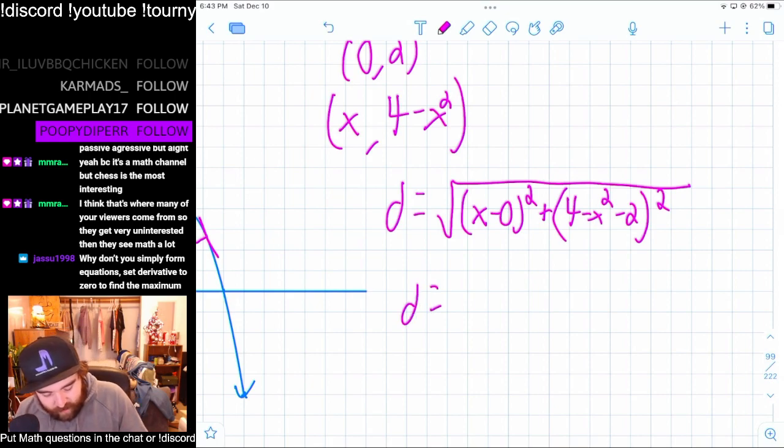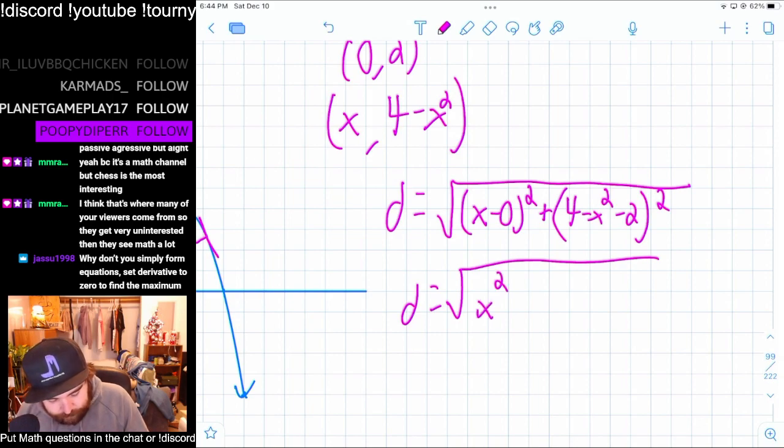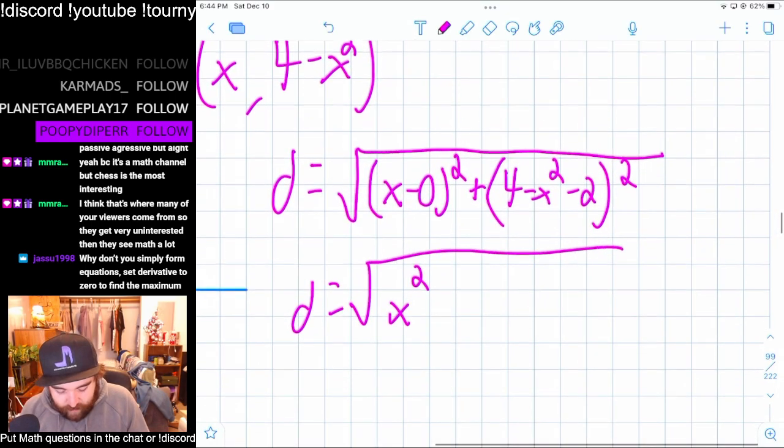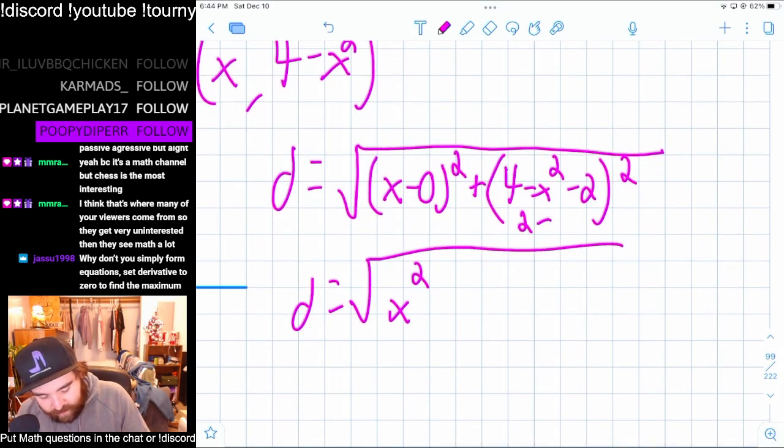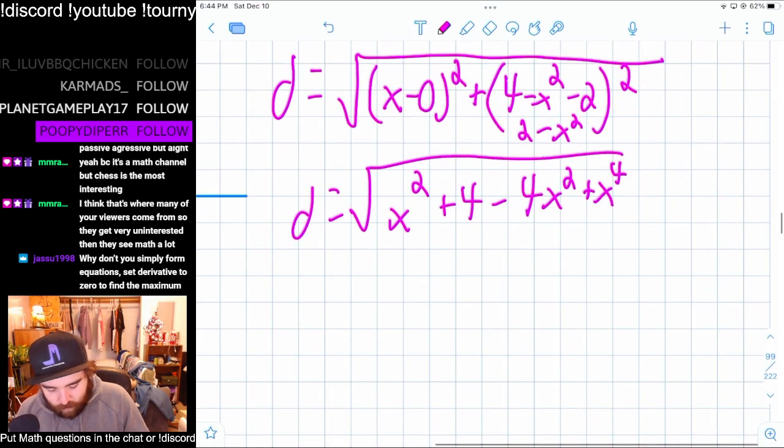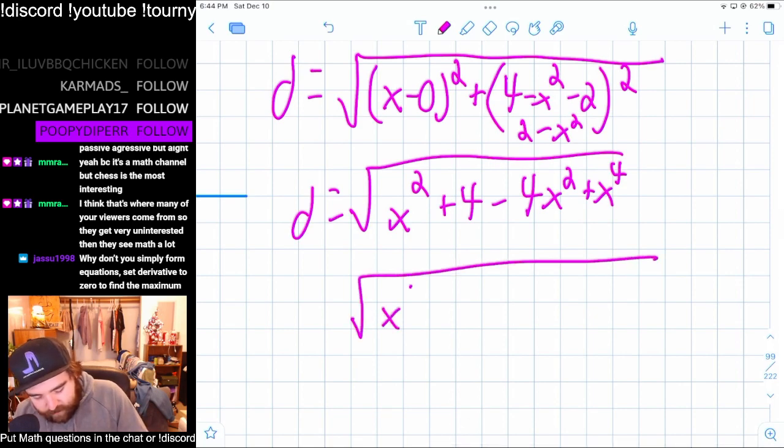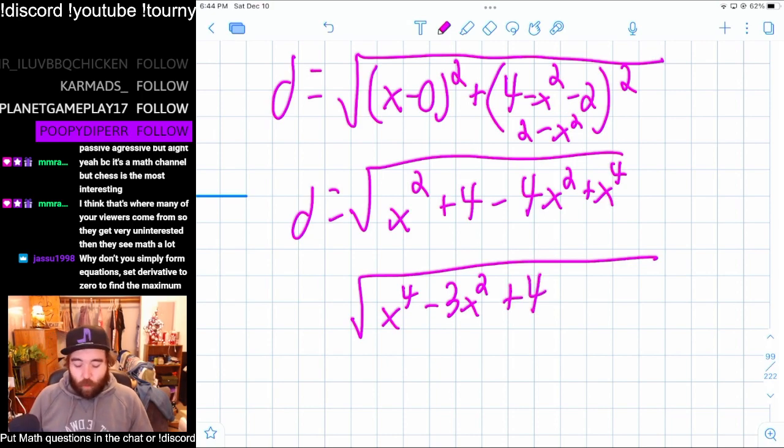So the distance is the square root of x squared. Oh, right, you have to square that. Okay. So this is 2 minus x squared, and then we're going to square it. So it's going to be plus 4 minus 4x squared plus x to the 4th. Go ahead and combine some like terms. x to the 4th minus 3x squared plus 4. You can almost factor that, but you can't. I don't know if that would help anyway. But that's what our distance is.